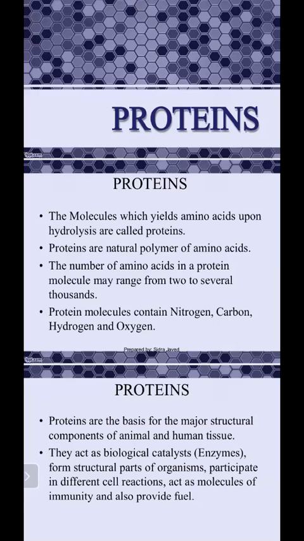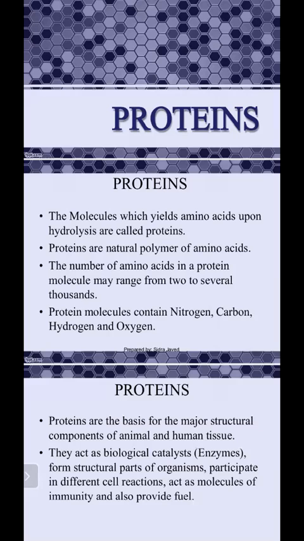The number of amino acids in a protein molecule may range from 2 to several thousands. If we look at the structure of protein, the molecules contain N for nitrogen, C for carbon, H for hydrogen, and O for oxygen.